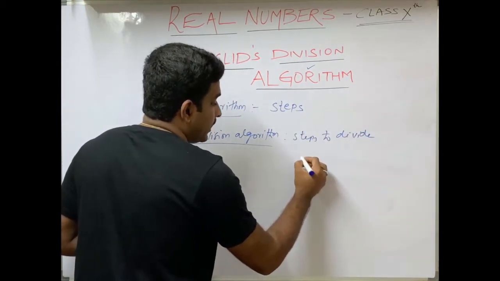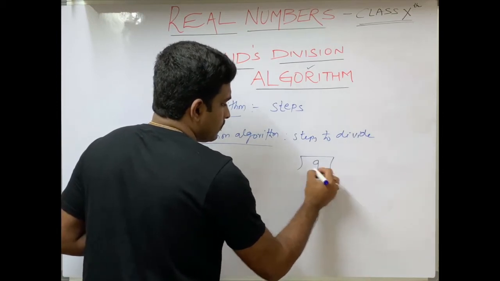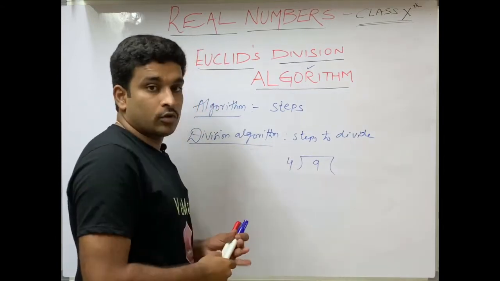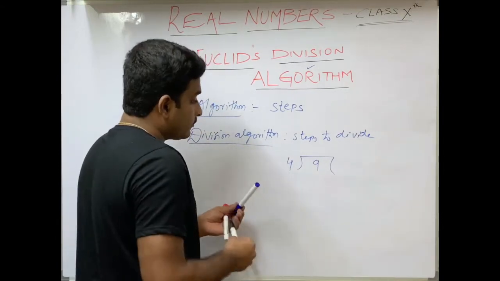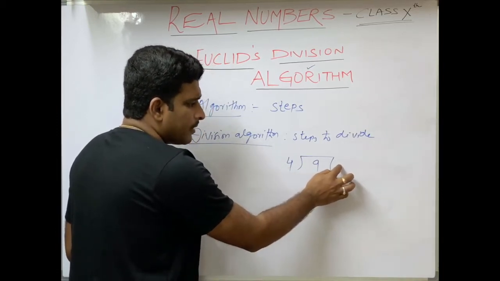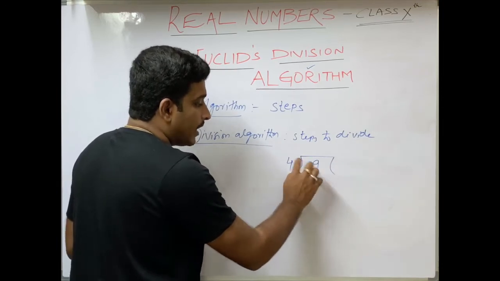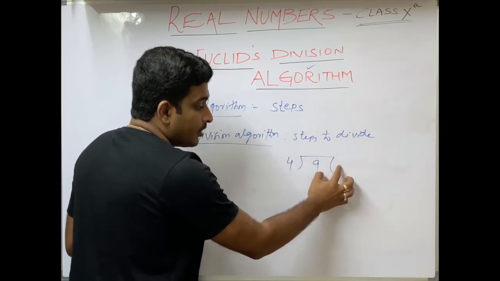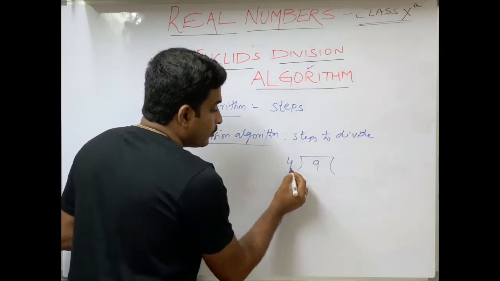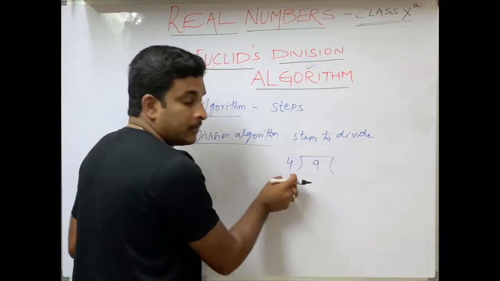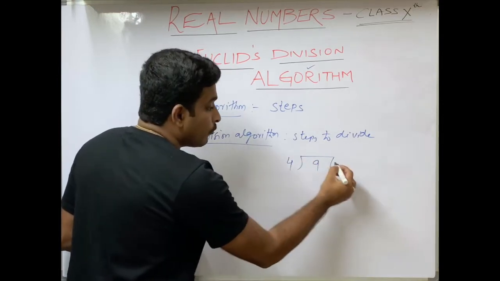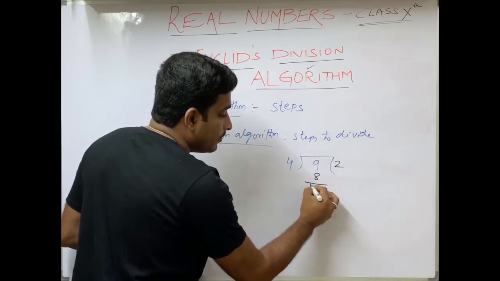For example, see, 9 should be divided by 4. First, what we will do is take that number in the quotient where, when we multiply this into this, it is equal to 9 or less than 9. That should be the first step. If you divide 9 by 4, 9 can't be divided exactly by 4. That's why we have to take the number which is less than 9. That means 4 2s will be 8. The remainder will be 1.